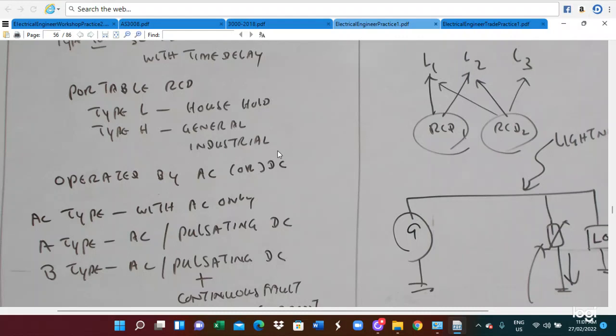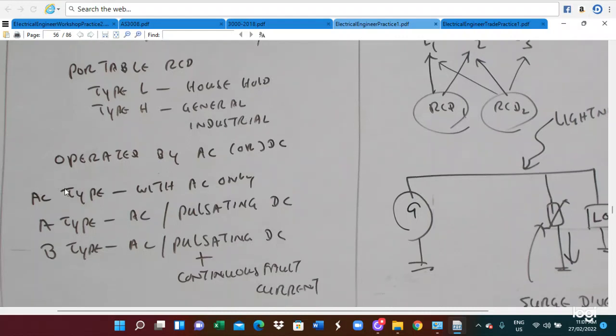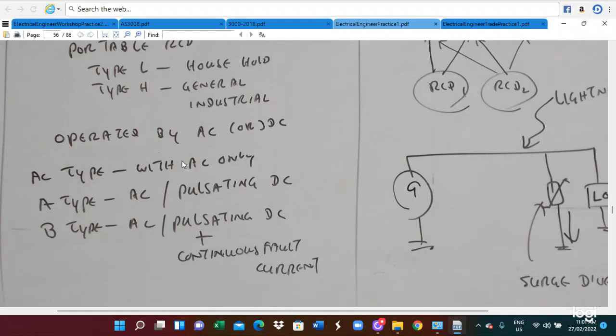So we also have the portable RCD. Type L is for household application, we can utilize the type L. And for general industrial application, we can utilize the type H. So the RCD can be operated by AC or DC.